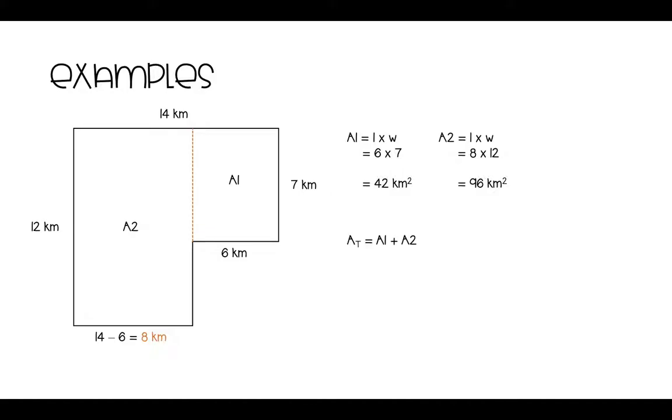Now again, don't forget we have to add them together. So in this one we get 42 plus 96 gives us 138 kilometers squared. Don't forget those kilometers squared.